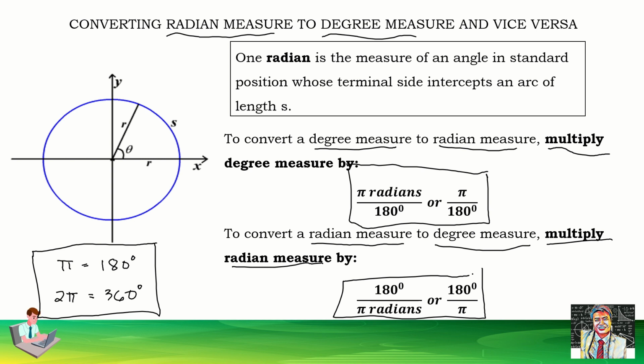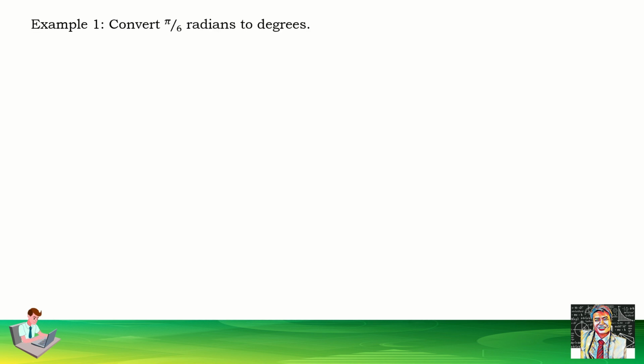So, paano mag-convert ng radian measure to degree measure. So, proceed tayo sa example number 1. Example number 1, convert pi over 6 radians to degrees. So, pi over 6. So, meaning to say, ang given natin is radian. Naka-radian form siya. Pi over 6. I-convert natin sa degrees. So, paano nga ba formula natin doon?